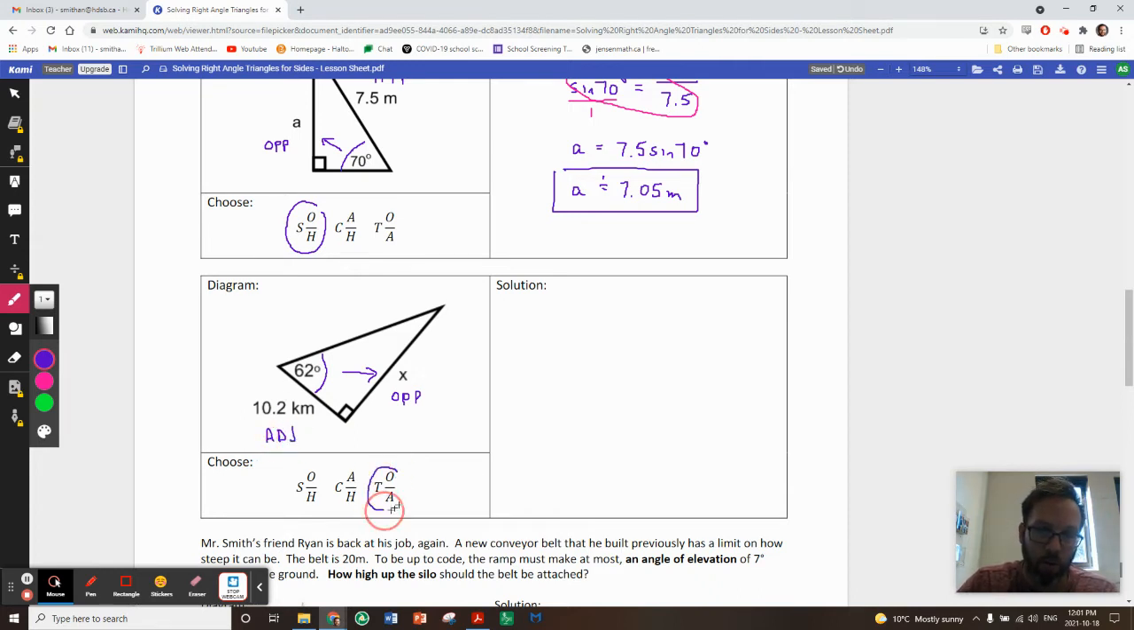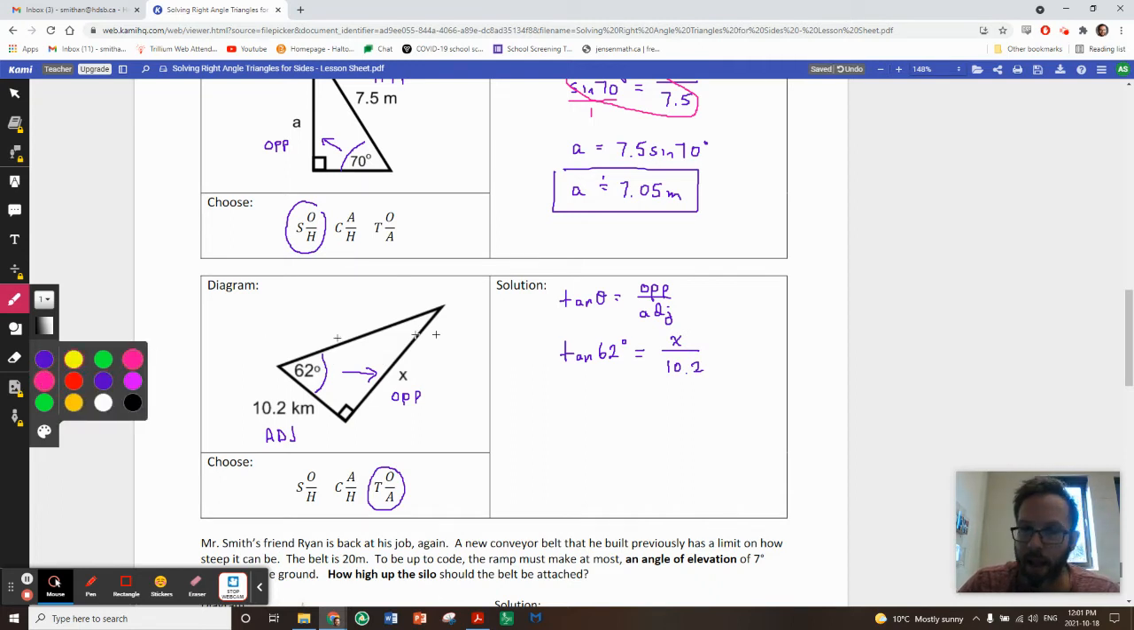This question will require us to use the tangent ratio. So we write out the tangent ratio. Tan is opposite over adjacent. And then you plug in. Some of you can probably just plug in as your first step. You don't need to write the ratio out all the time. But for some of you, it might be helpful. So the X is opposite. So here the X is on top. The 10.2 is the adjacent on the bottom.